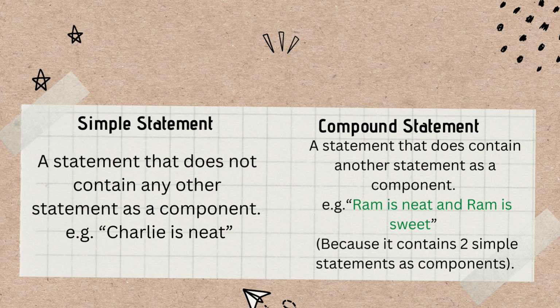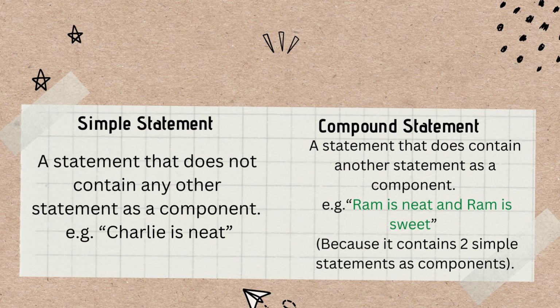Let's see more examples of simple statements and compound statements. An example of a simple statement is Charlie is neat, which we have seen. It is raining. It is sunny. The road is wet. The match will be held. These one-line statements all belong to simple statements because each has only one component.